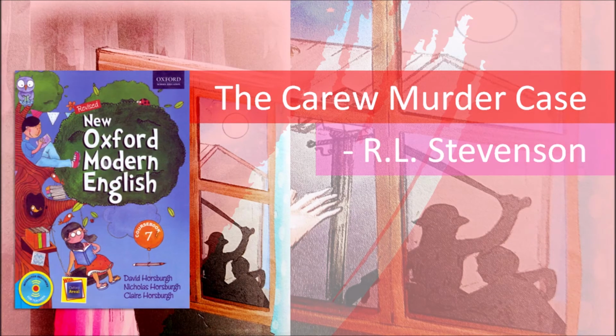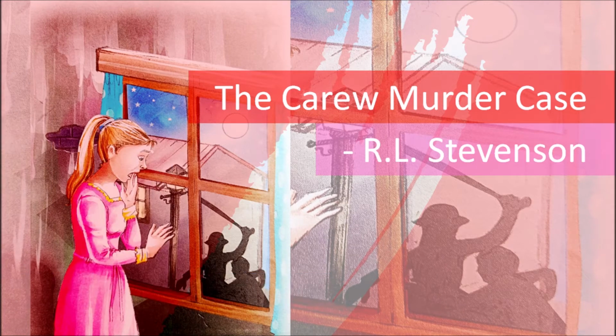From our English Reader course book, I'll explain a lesson for you today. So turn to page number 54. On page number 54, we have Lesson 4, The Carew Murder Case. In Lesson 4, we have some male characters and some female characters. Let's start with the male characters.